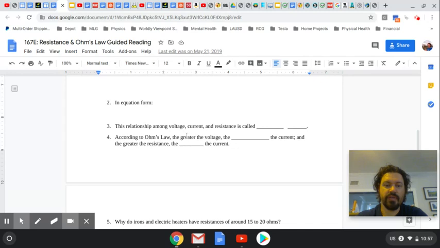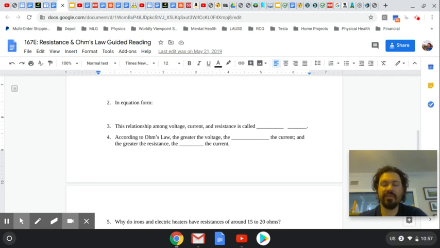All right, so Ohm's law is a pretty simple equation, but the greater the voltage, and voltage is pressure, the greater the current, and the greater the resistance, and think of resistance as friction, right? Resistance to things moving, the lesser the current. So basically, that's what Ohm's law says.